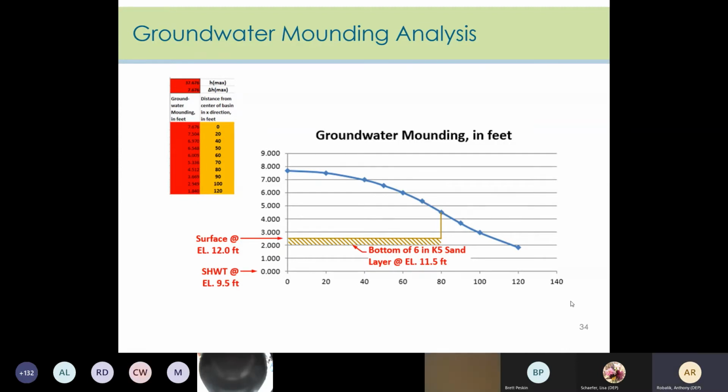So the DEP made some modifications to what they put in there. Keep in mind, we are trying to find out, does this basin drain within 72 hours after the rainfall event ends? And they used 1.2 days, and we care if it drains in 3 days after the rain event stops.